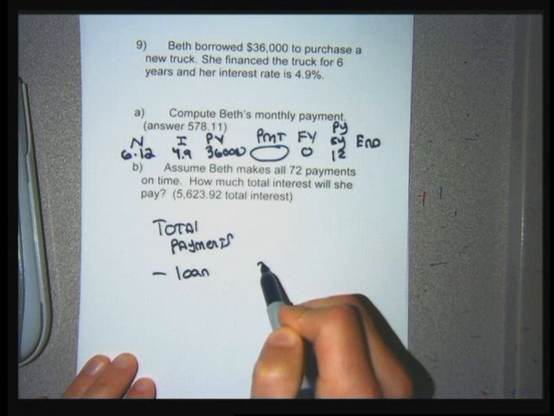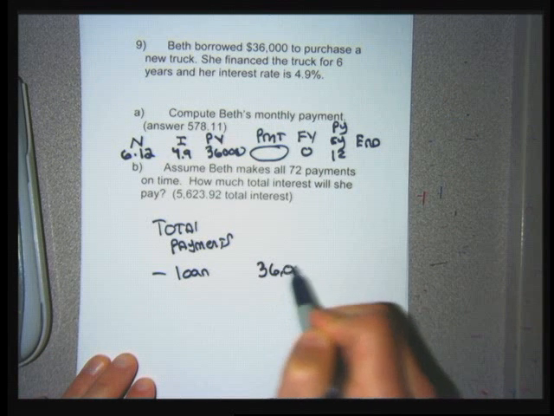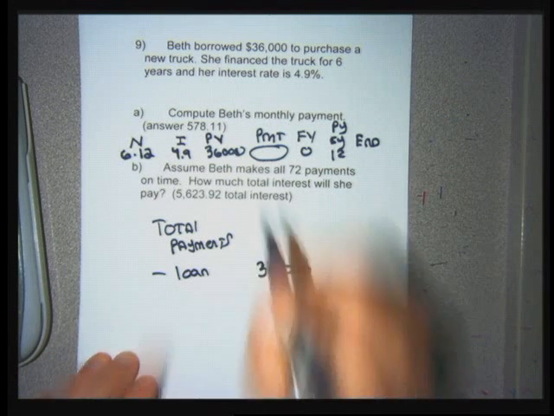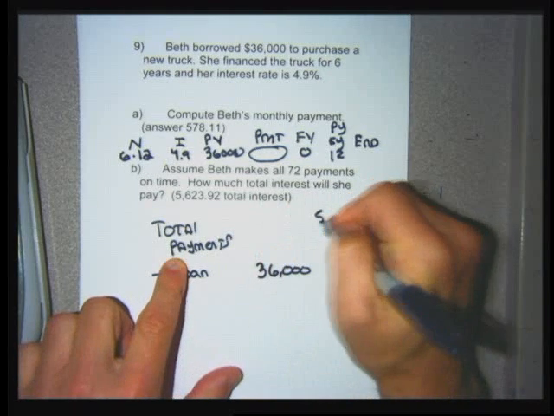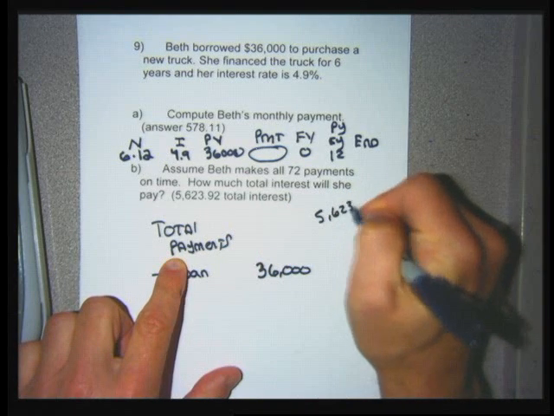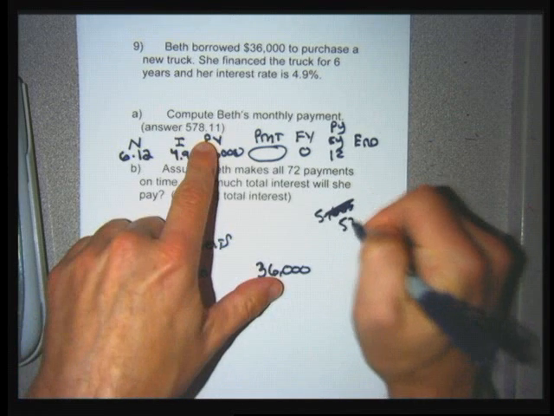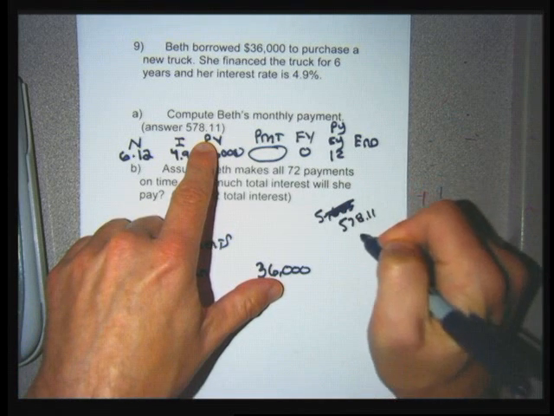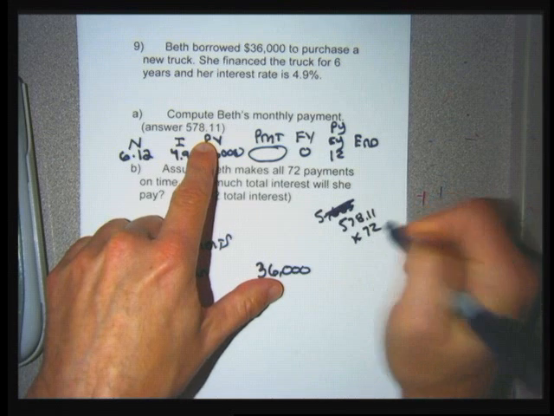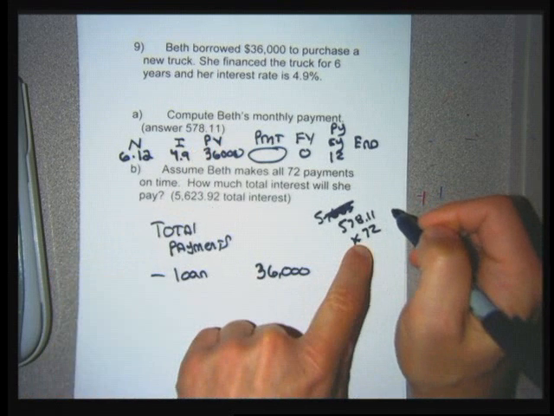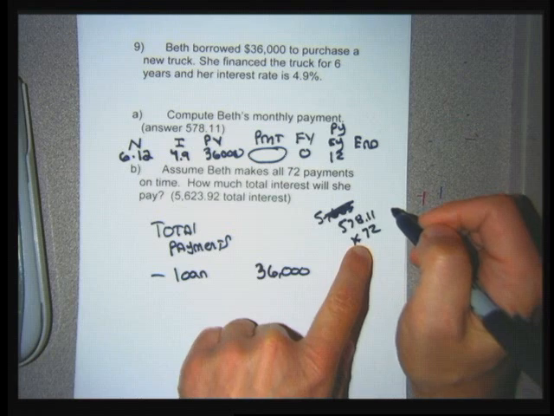The loan that Beth had for this truck was $36,000. Her total payments are going to be the $578.11 that she pays each month, times the 72 payments, which is the number of payments she's going to make over 6 years.